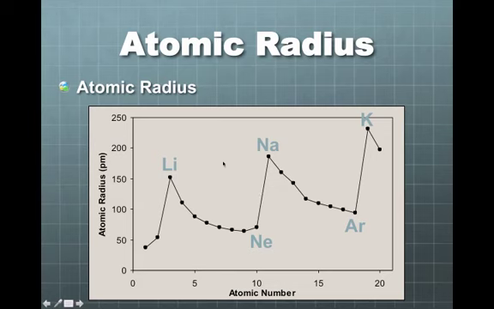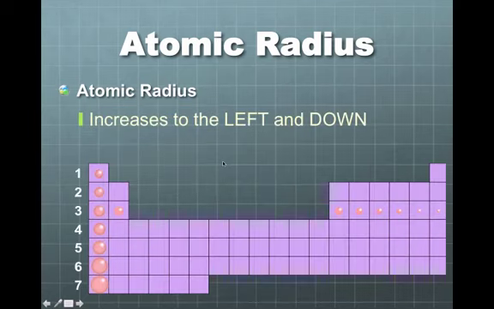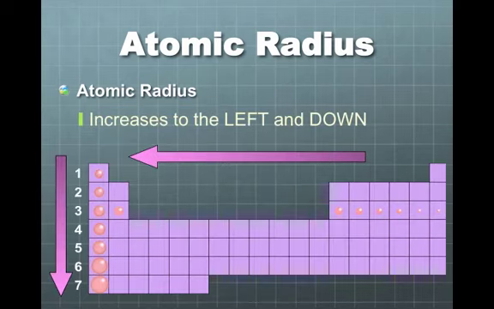Now, the atomic radius. Let's go a little bit deeper in that. I've actually already shown you this graph. The atomic radius increases from right to left, so the larger atoms are going to be on the left, and it also increases down. Well, down makes sense because we keep adding more and more electrons to that outer shell, so we keep making the electron cloud larger and larger.